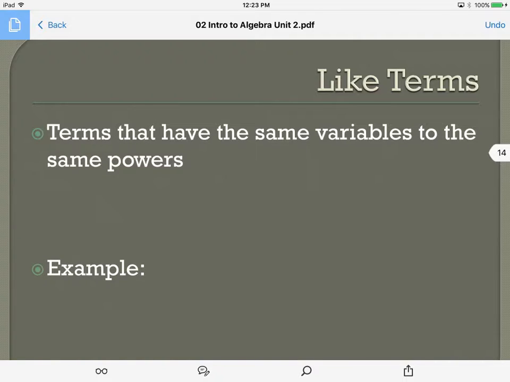We have 4x and negative 27x. Those are like terms. 4xyz and negative 1/3 xyz. Those are like terms. Again, they're like terms because they have the exact same variable to the exact same power.